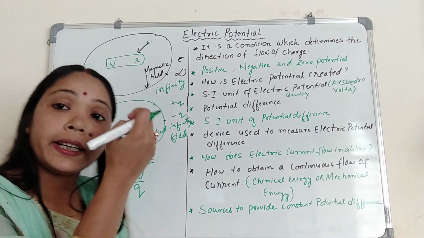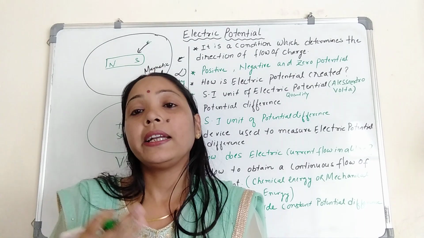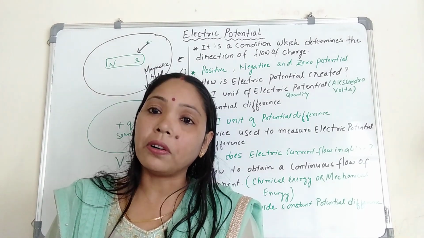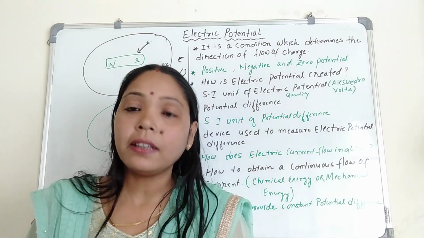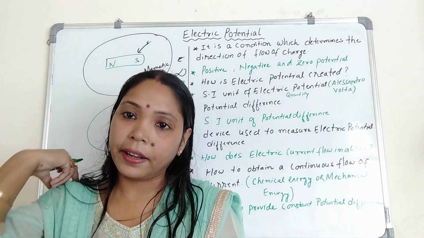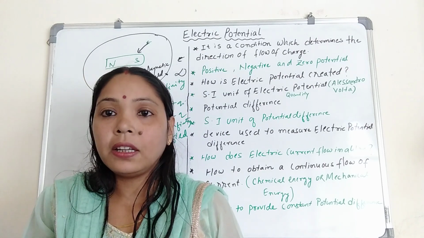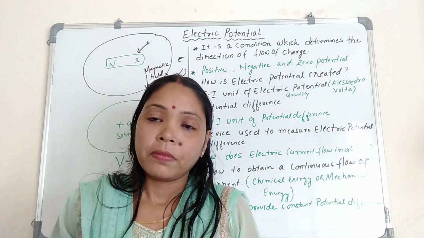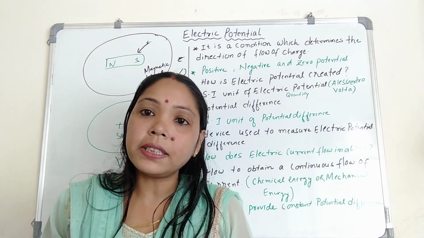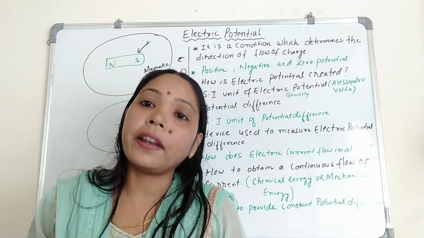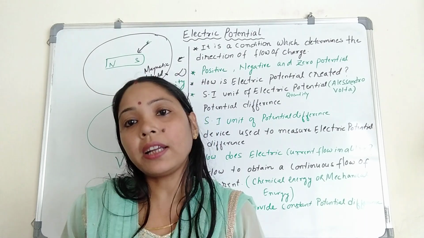Now, whether it is a scalar or vector quantity: it is a scalar quantity because electric potential does not have any direction. It is only the source which provides the flow of charge, and the direction of flow of charge is the conventional direction of electric current.